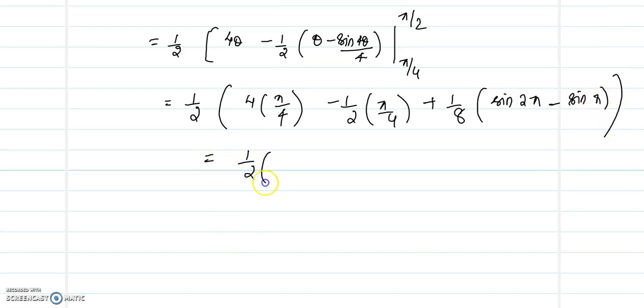So we will get 1 by 2 into pi minus pi by 8. So that is 1 by 2 into 7 pi by 8. So that is 7 pi by 16. So that is the required area.